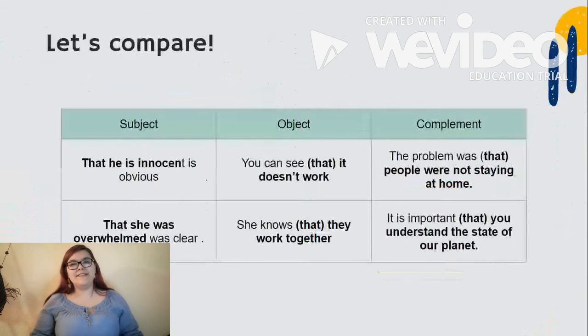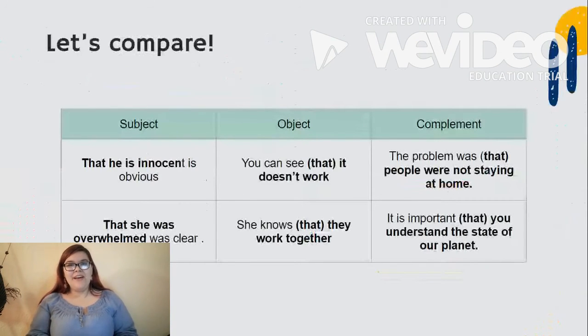The subject. Let's review the first example. It says, that he's innocent is obvious. We can see that he's innocent is the subject of the sentence. Then it's followed by a verb and then an adjective.